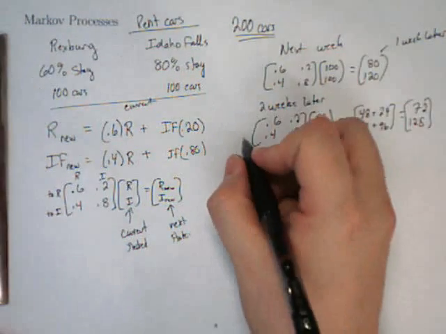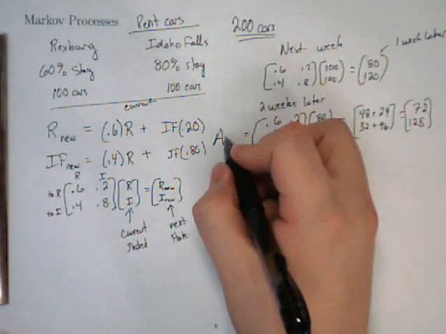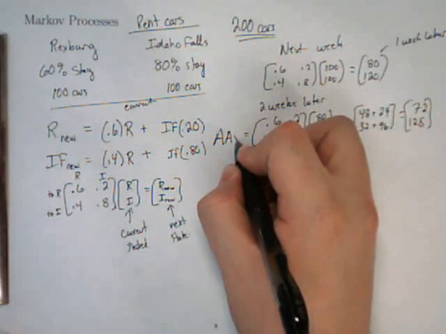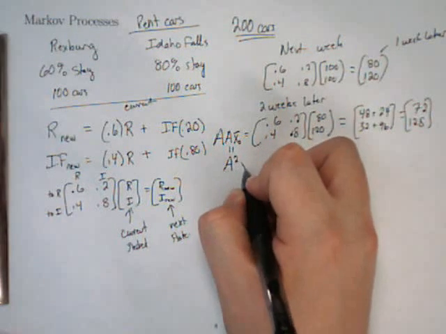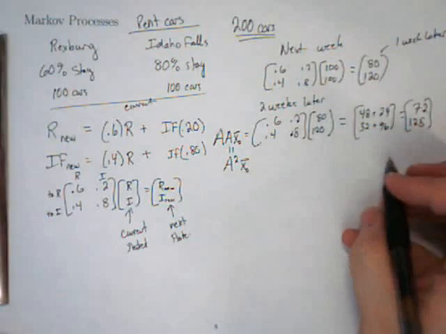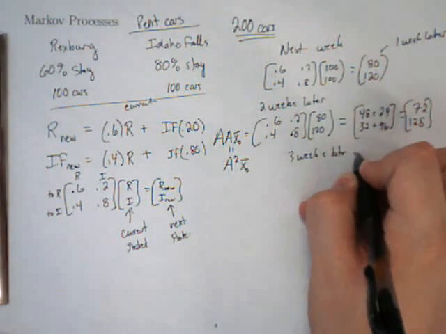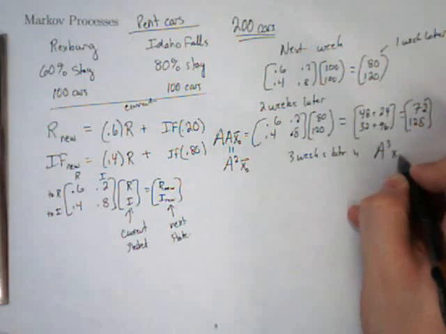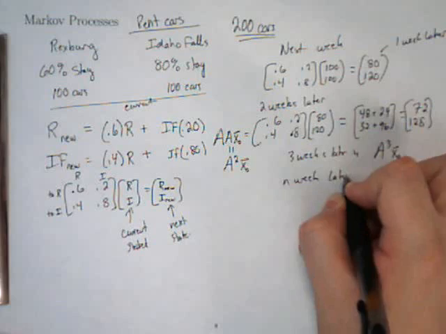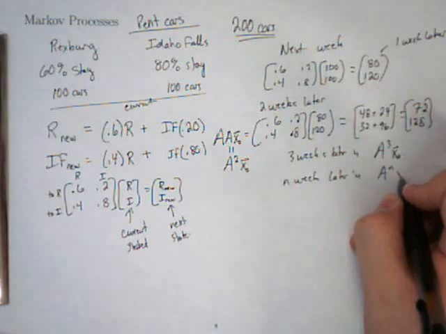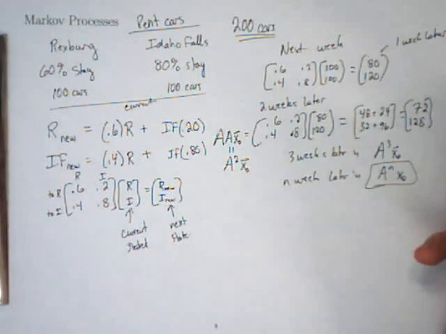You can look at this also as this is actually just take our matrix, times it by the matrix, and then the initial state, I'll write x naught. So this is the same thing as taking the matrix squared and timesing it by where we started. So 3 weeks later is A cubed x naught. N weeks later is A to the n x naught. Notice that I'm using powers of matrices to do that.